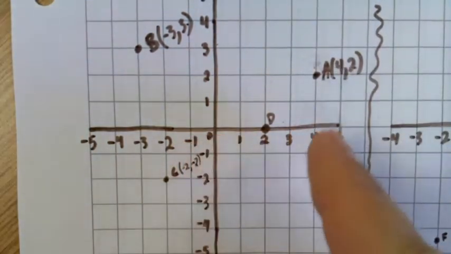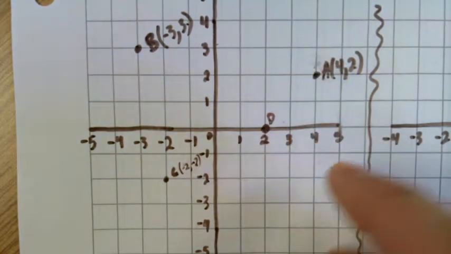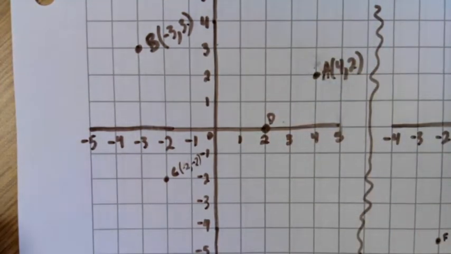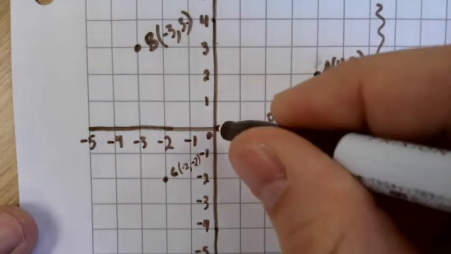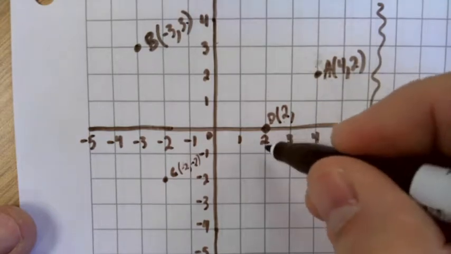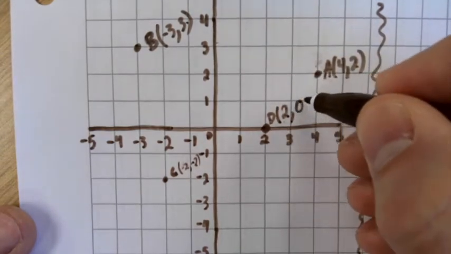A is in line with this 4 and it's in line with this 2. That's why it's 4, 2. And finally D, well, we moved over 2 to the right, but we didn't move up or down, so we use 0.